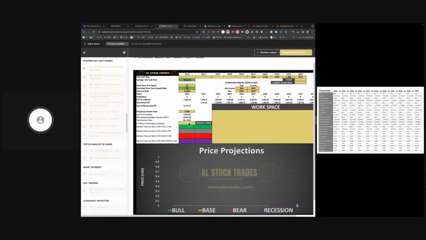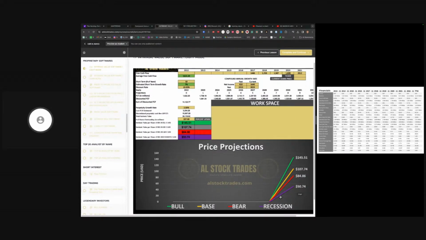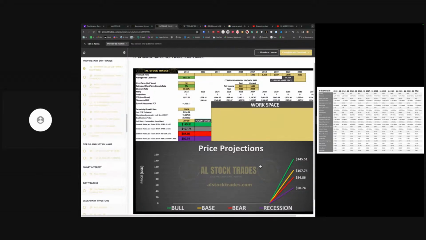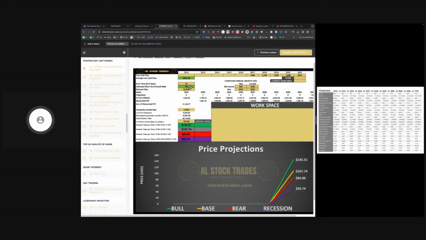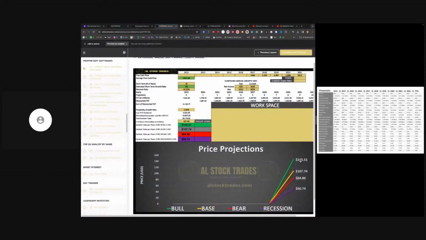And all you have to do now is divide it by the number of outstanding shares, which you can see here is 207 million. So by doing that, you basically see a recession of 50, a bear of 84, a base of 107, and a bull of 145. So then you're starting to see, wait a minute, this thing's growing at 7%, 10 years, divided by 207 million. It's currently trading at 193. The brain machine said there was some value, but here it's saying it's not.